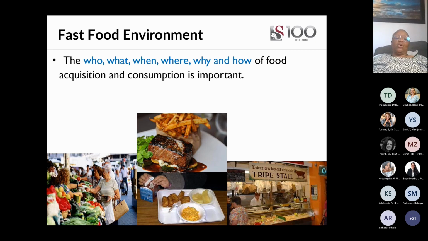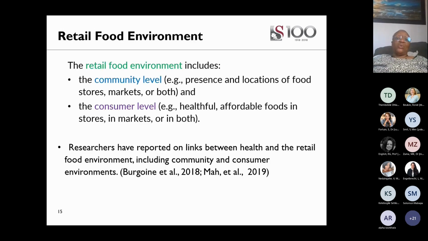Now, we also have our famous fast food environment, where people make choices on acquiring food and consuming what they desire. So this is how powerful the food environment is. And then we have the retail food environment.